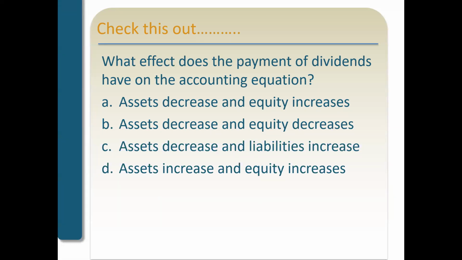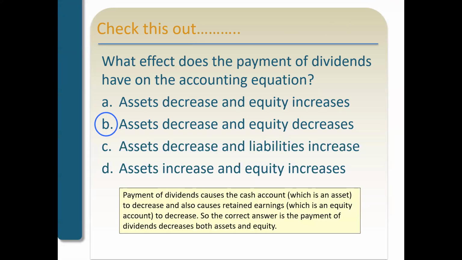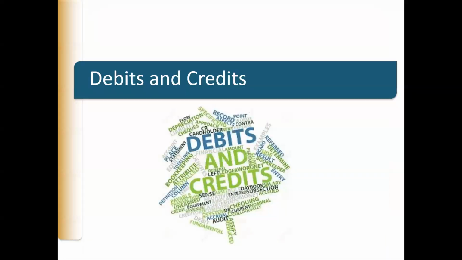Yes, B. B is right. Our assets decrease when we pay cash, it decreases. And our equity, our shareholders' equity under retained earnings decreases because we are giving back to the shareholders some of the net income, the earnings of the company.